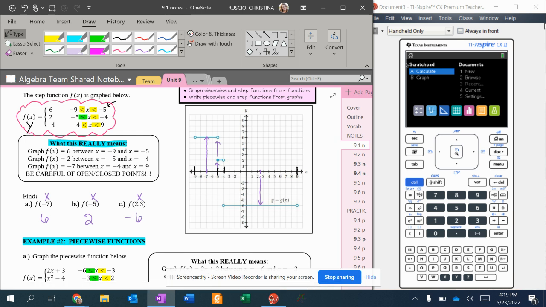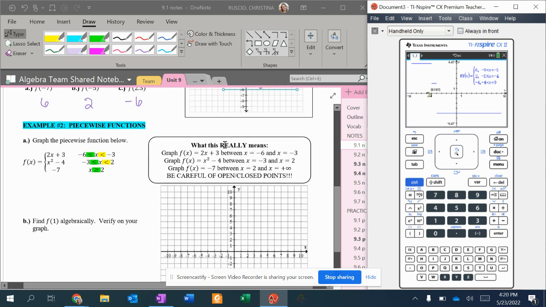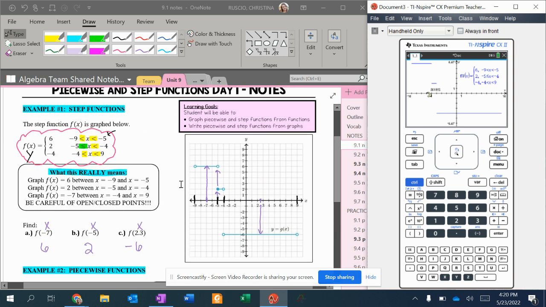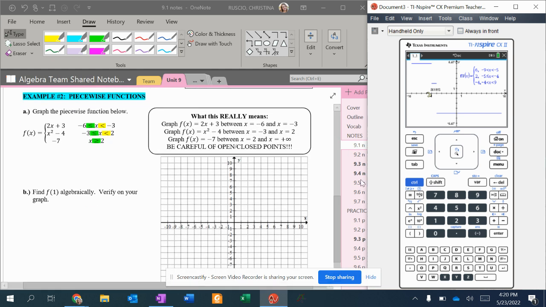Okay, now if we graph this on a calculator, we're going to see something like this. Some of you might wonder how in the world you got that to appear. Well, have no fear. Example number 2 is a piecewise function, similar to a step function. Step functions look like steps. Piecewise functions are going to look like pieces of functions.